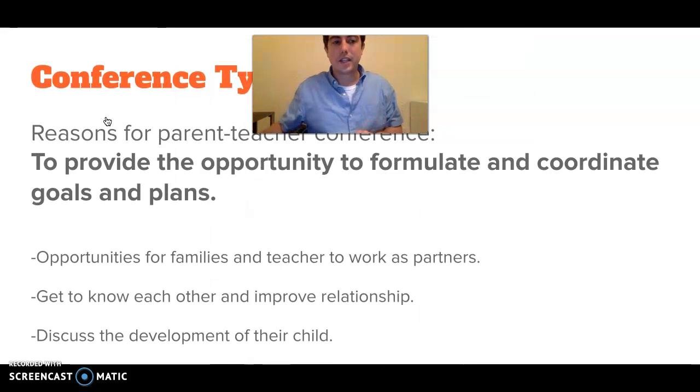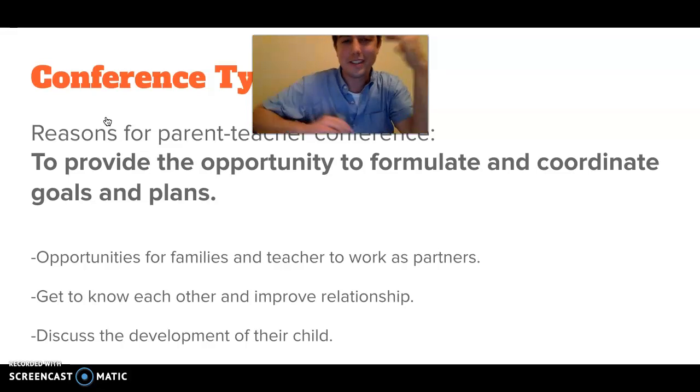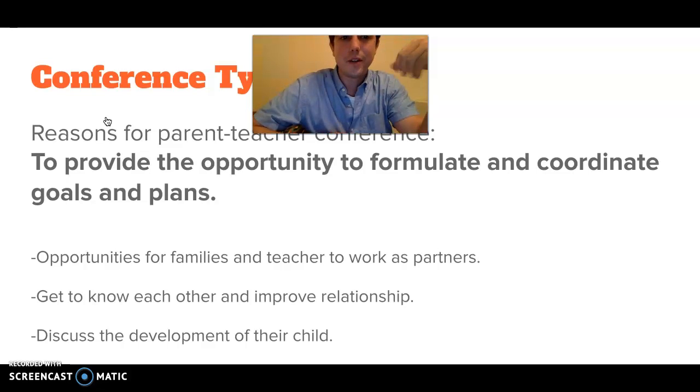So moving on to conference type number 2, this would be my more informal, but it's very formal still. And it's to provide the opportunity to formulate and coordinate goals and plans. And I would do this by a survey system sent out to parents in the mail at the beginning of the year. Let's talk about how we can partner to make your child the best they can be.